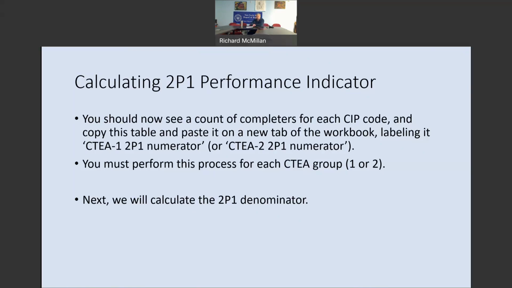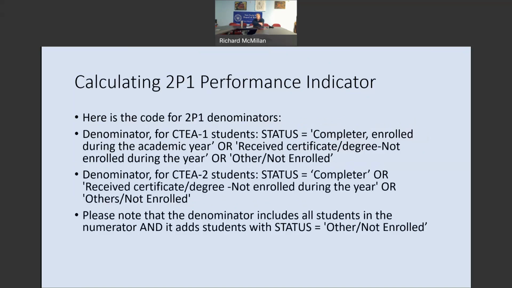Next, we will calculate the 2P1 denominator. Here's the code for 2P1 denominators. The denominator for CTEA 1 students: the status equals completer, enrolled during the academic year, or received certificate or degree, not enrolled during the year, or other, not enrolled. The denominator for CTEA 2 students: the status equals completer, or received certificate or degree, not enrolled during the year, or other, not enrolled. Please note that the denominator includes all students in the numerator, and it adds students with status equals other, not enrolled.